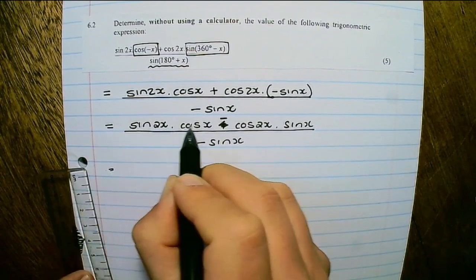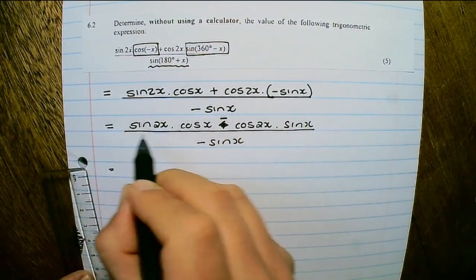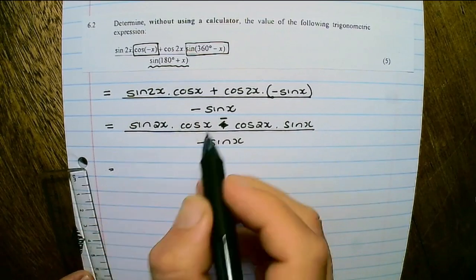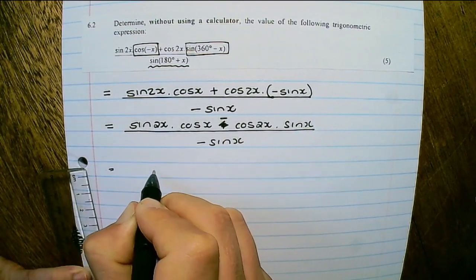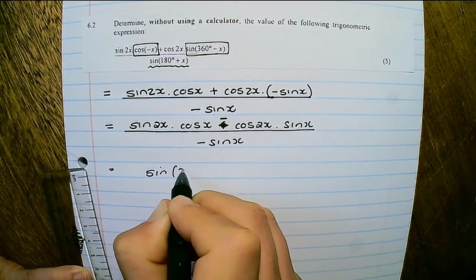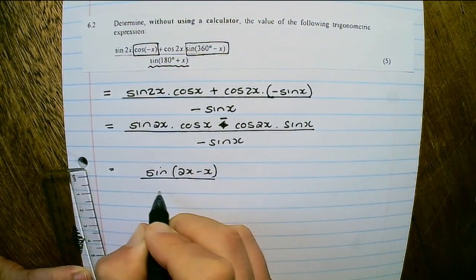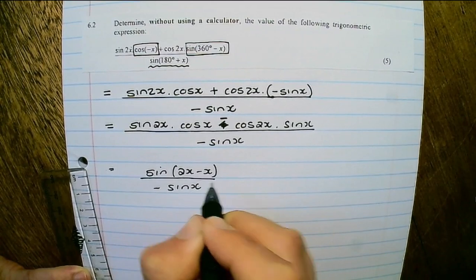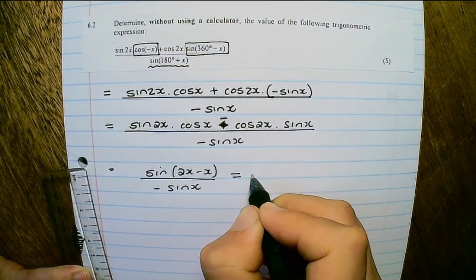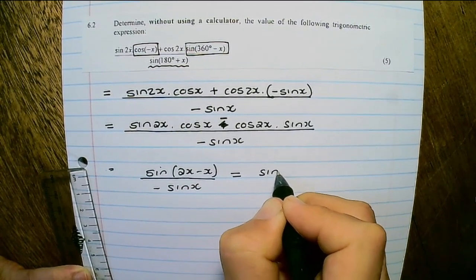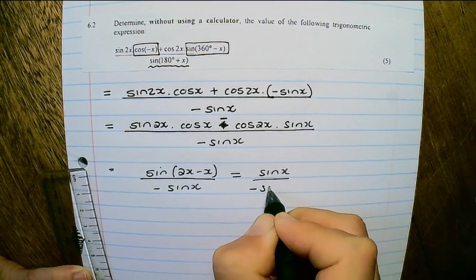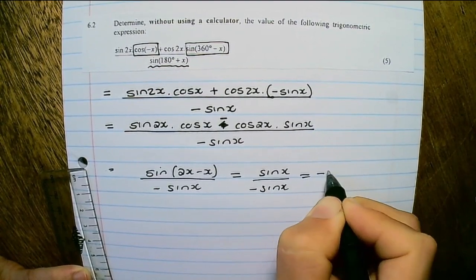And if you look at this expression, it's a compound angle which you can find on the formula sheet. This will then be sine(2x minus x) over negative sine x, which is equal to sine x over negative sine x, and that is negative 1.